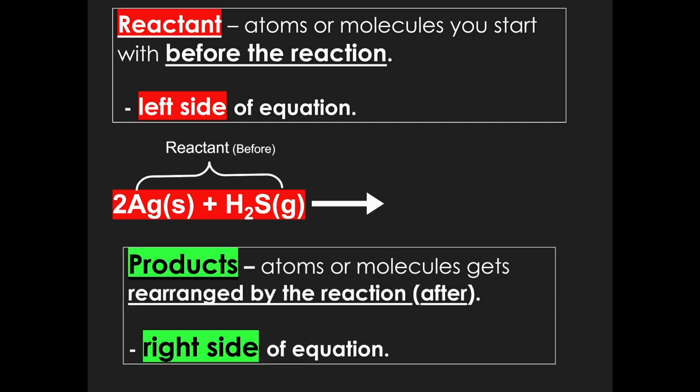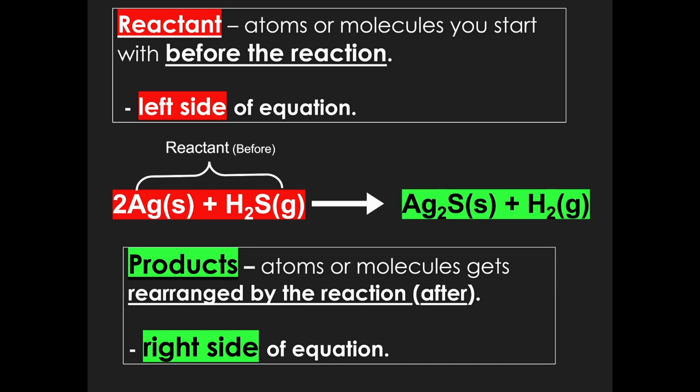The products are atoms or molecules that get rearranged by the reaction. Remember that there's that arrow? That arrow indicates some kind of reaction is happening. When you get into a chemistry lab, that's probably the coolest part. You get a flash of light, you get some fire going on, you get bubbles happening, you get some really weird color changes. And that's usually what's happening during that arrow. And so this will be on the right side.